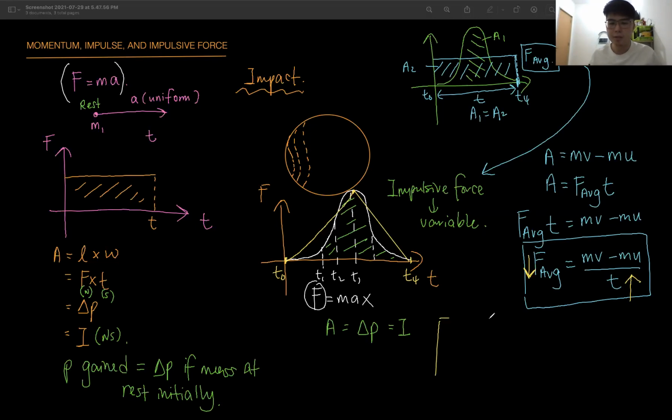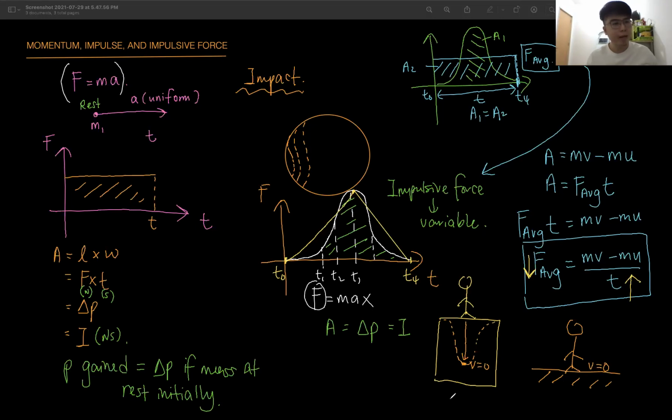This is the mattress. When you land here, your speed hits zero maybe somewhere down here. This is where your speed is zero. If it's on the ground, the moment you land on the ground, your speed hits zero immediately, because this surface does not bend. So the mattress lengthens the time of impact, and your impulsive force is very, very small.